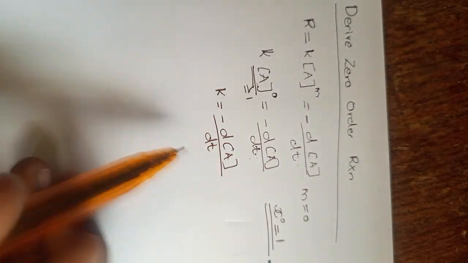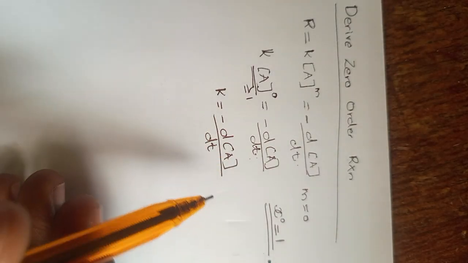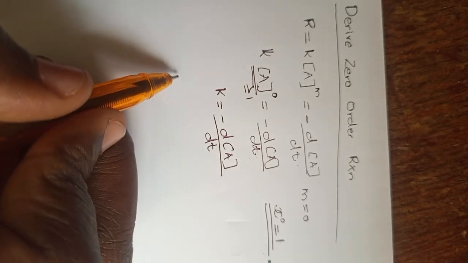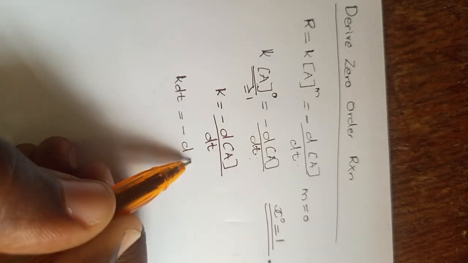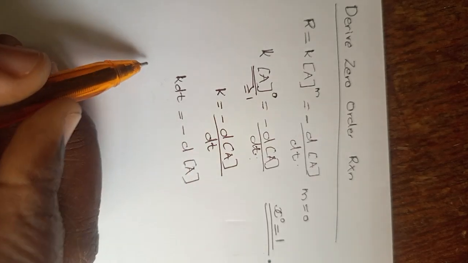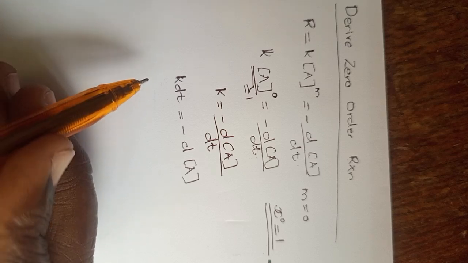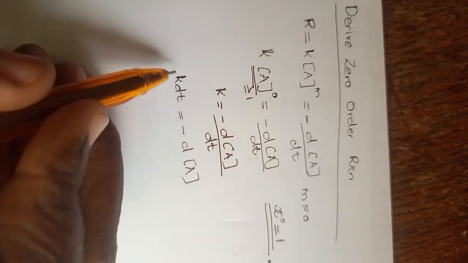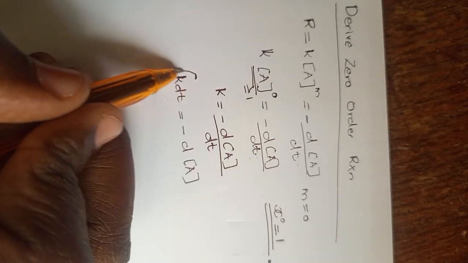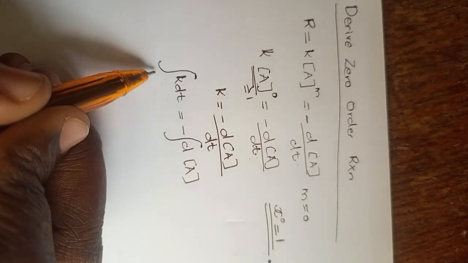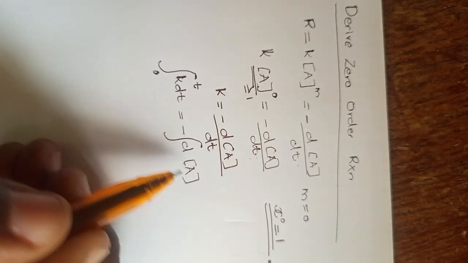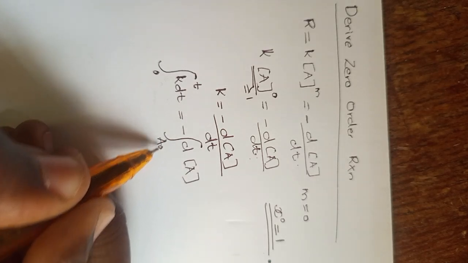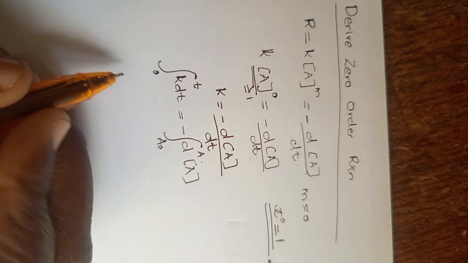Now we put time and concentration of A on different sides of the equation. Therefore, K dt is equal to negative change in concentration of A. Because in deriving zero order reactions we define the integrals, it will involve a bit of calculus here. So we find the integral of this as time changes from 0 to final time t, and concentration of A changes from A initial to A final.